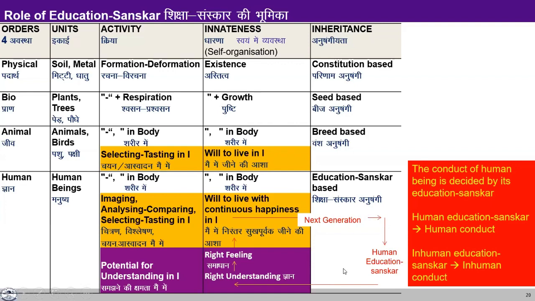Okay, but the two things are different. Another thing associated with this is that if I inherit wealth, or I get wealth from the parents, that may or may not complement right understanding. That is also a possibility. So if I'm getting physical facility without labor, that may also deter the development of right understanding.